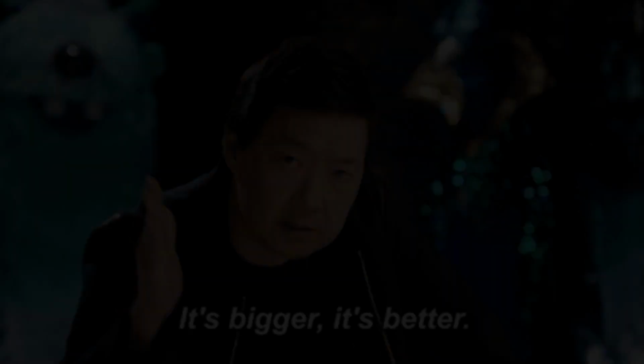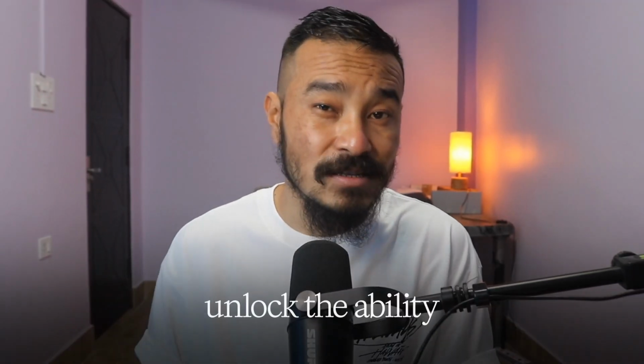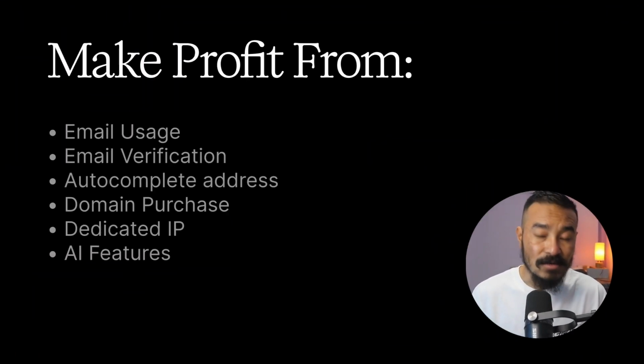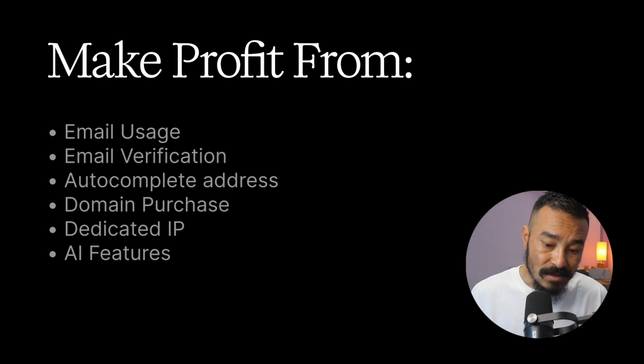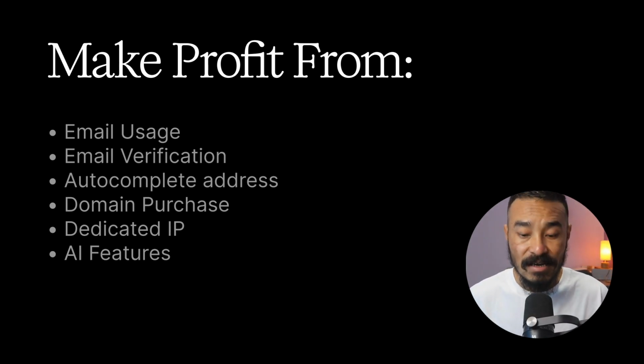Alright, next up we have the Agency Unlimited plan, also known as the Freelancer plan. This one costs $297 per month and here's what you get. You can create unlimited sub-accounts, which means you can sell it to unlimited businesses, which is a big jump from the 3 sub-account limit in the Starter plan. Plus, you unlock the ability to make profit from things like email usage, SMS usage, email verification, autocomplete address, domain purchase, dedicated IP, and even AI features like Content AI, Reviews AI, Conversation AI, and Voice AI, etc.